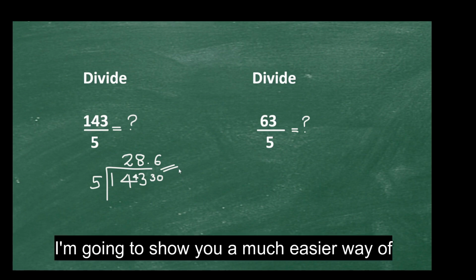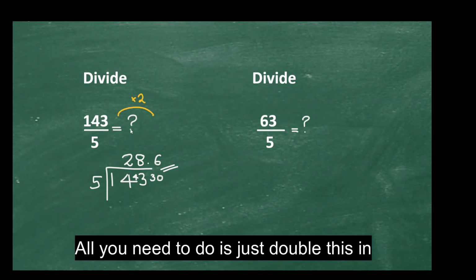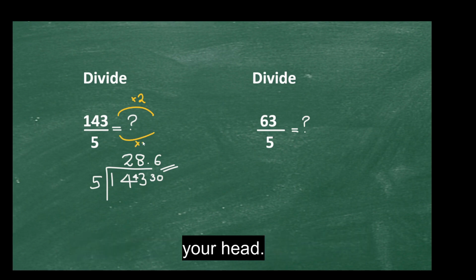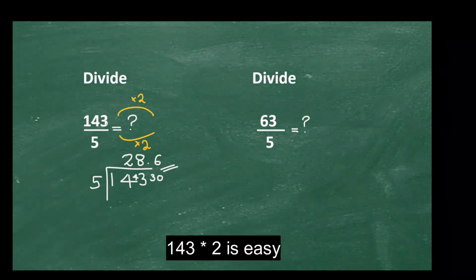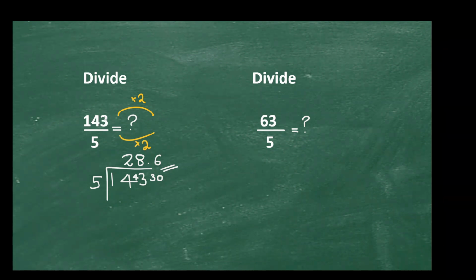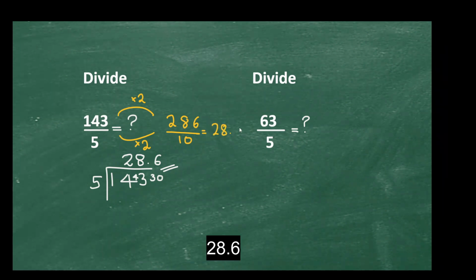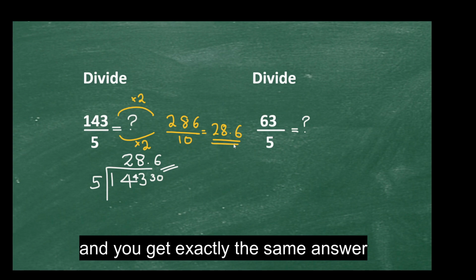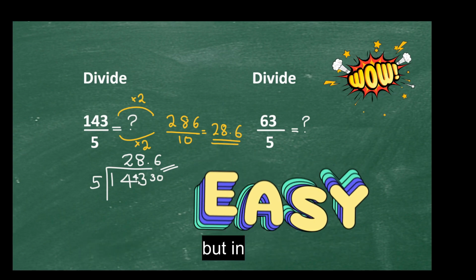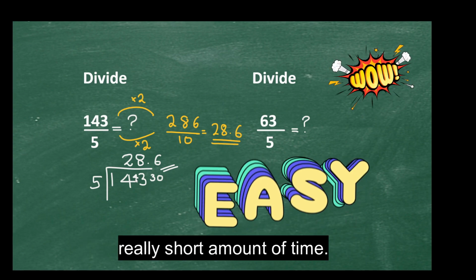However, I'm going to show you a much easier way of doing this. All you need to do is just double this in your head. So 143 times 2 is easy, 286. Double 5 is 10. So dividing by 10 is really easy, 28.6. And you get exactly the same answer, but in a really short amount of time.